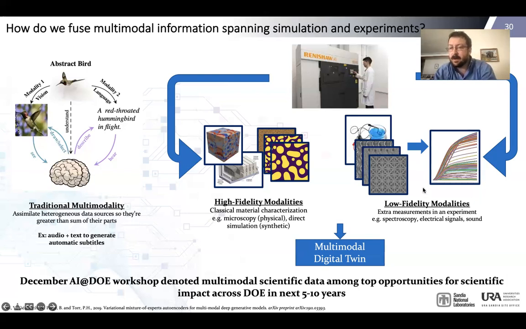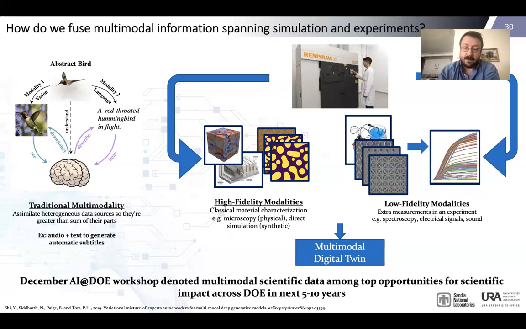There's also low fidelity modalities that you can gather in large number in a high throughput way. And these are things like all the diagnostics, all of like the current coming off of your fabrication, things that are going on just during the typical manufacturing process. We'd like to integrate all of these to build a multimodal digital twin.